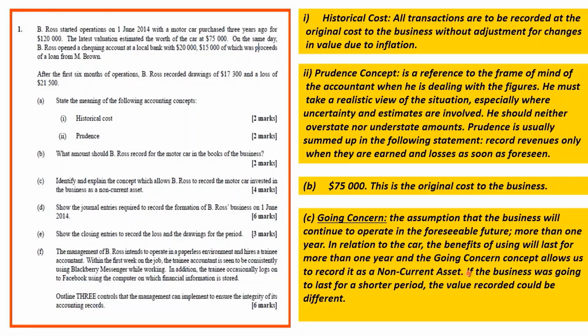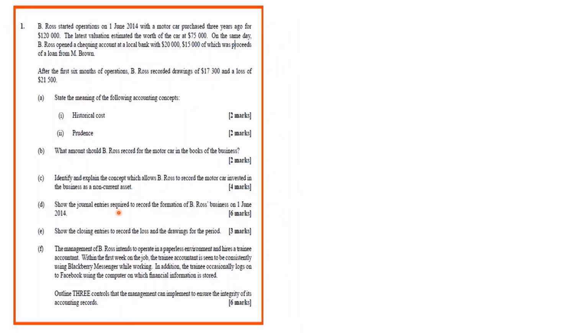If the business was going to last for a shorter period, the value of the vehicle could very well be different. So the journal entry is required to record the formation of B. Ross's business on the 1st of June 2014. So what they require is the opening entry here.